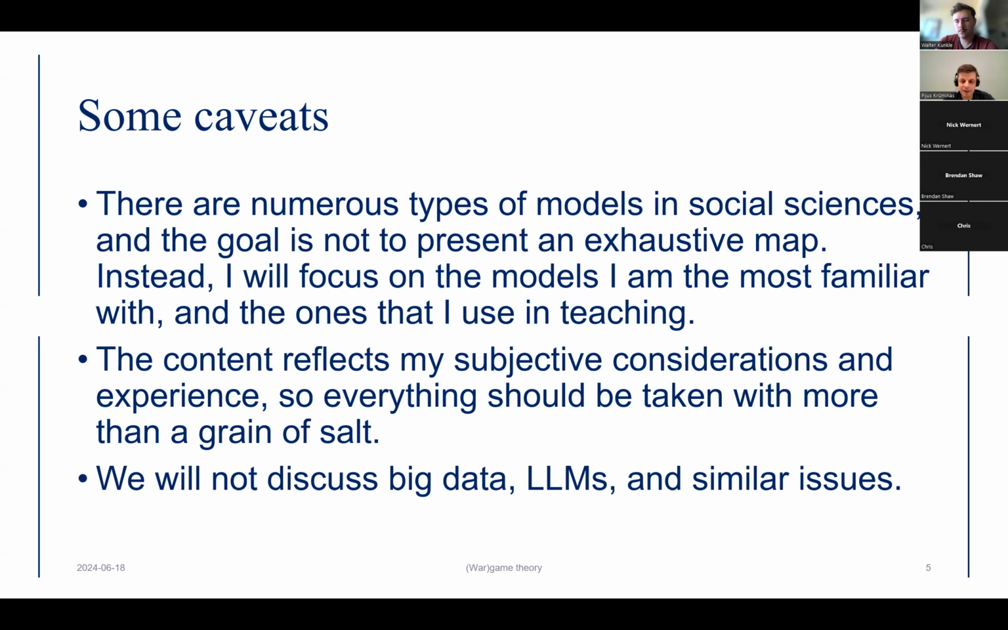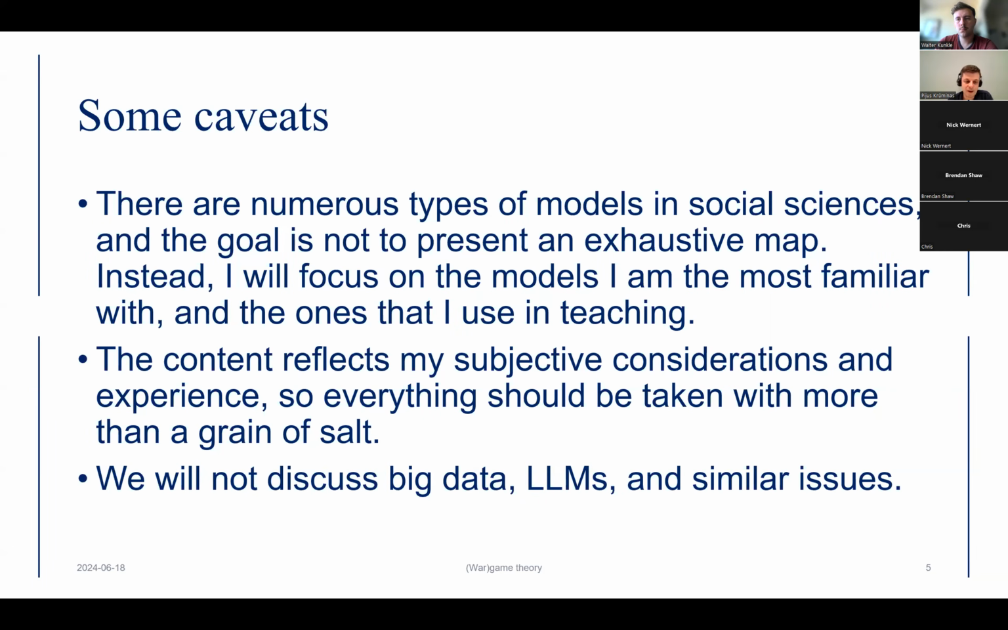And it also reflects my subjective considerations. It's not to the level of the perfect footnote reference I saw somewhere, which stated that the idea was revealed to me in a dream. So it's not that kind of subjective consideration; it's more experience-based. But be sure to take it with more than a grain of salt, or we can later discuss whether it makes sense or if it doesn't, which may also be the case.